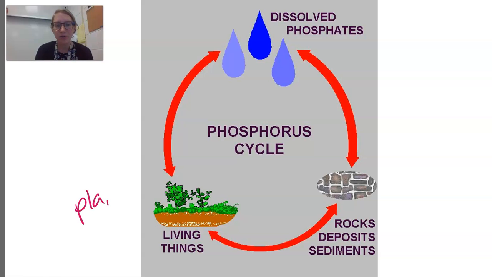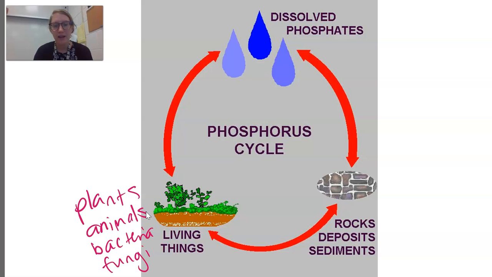So plants and animals and bacteria, fungi, any kind of living thing needs phosphorus. And the only way to get that is, well, ideally, because, you know, we don't get it from just eating rocks. We get it from living things, from eating other things.